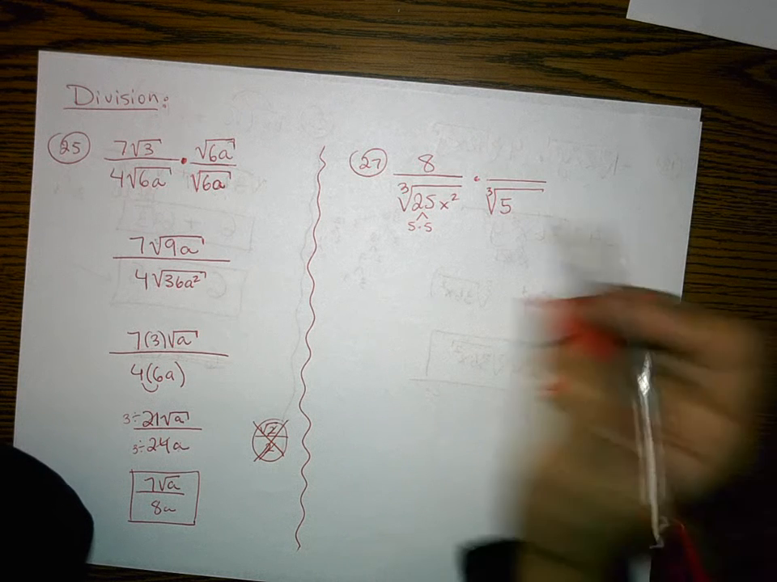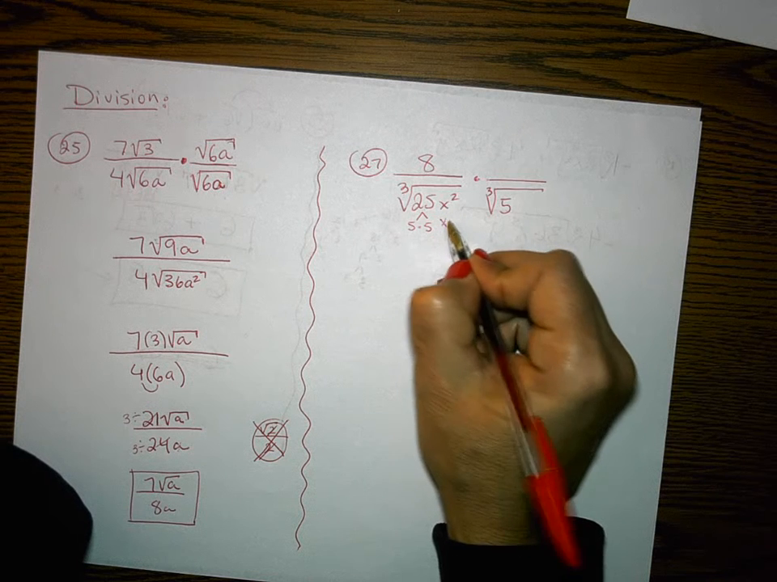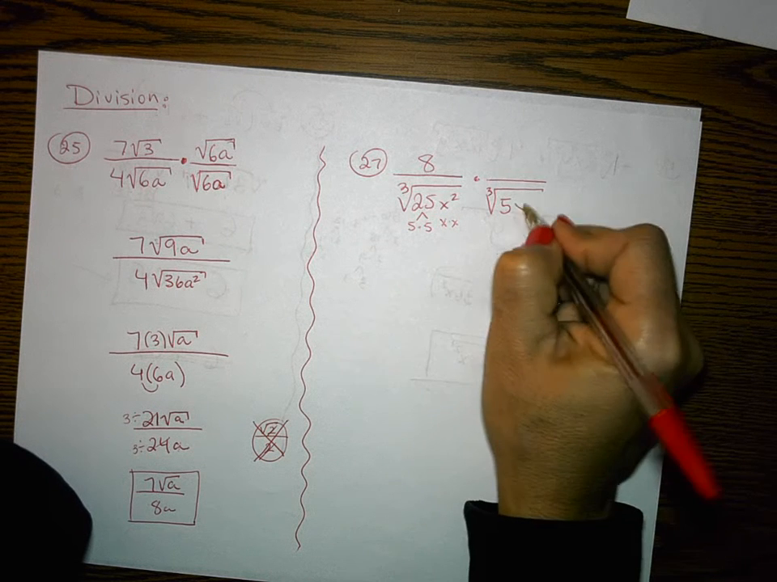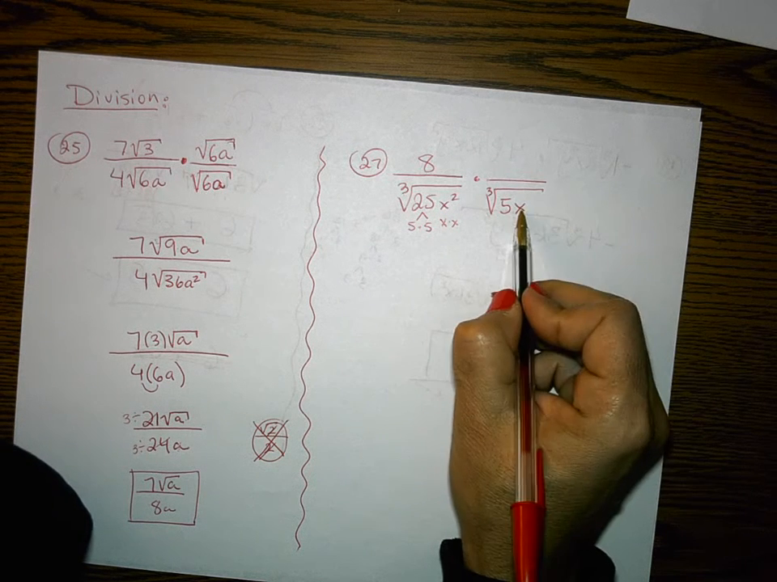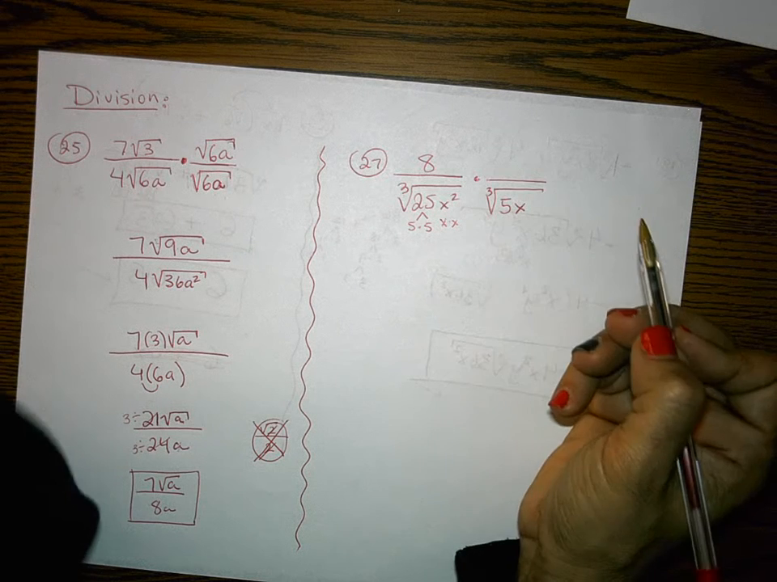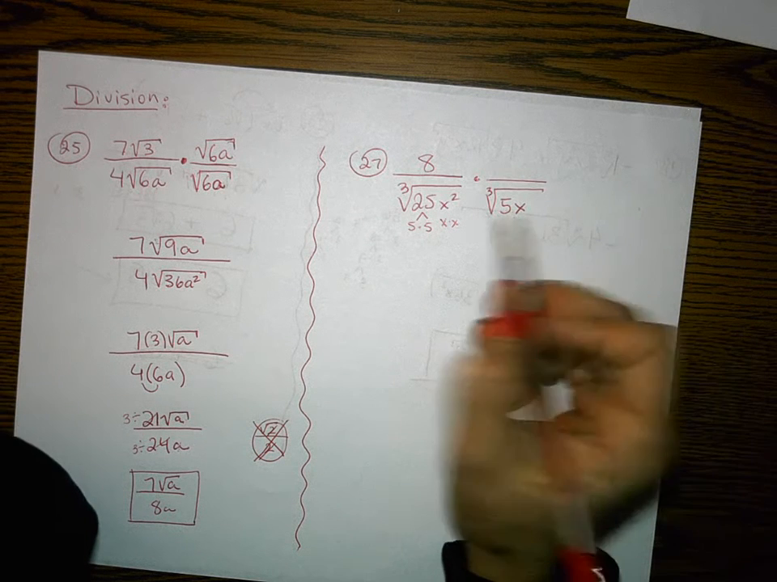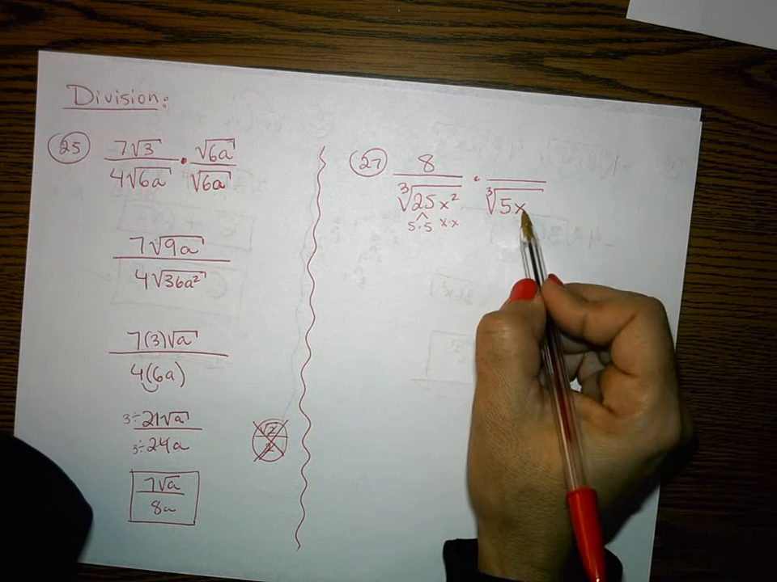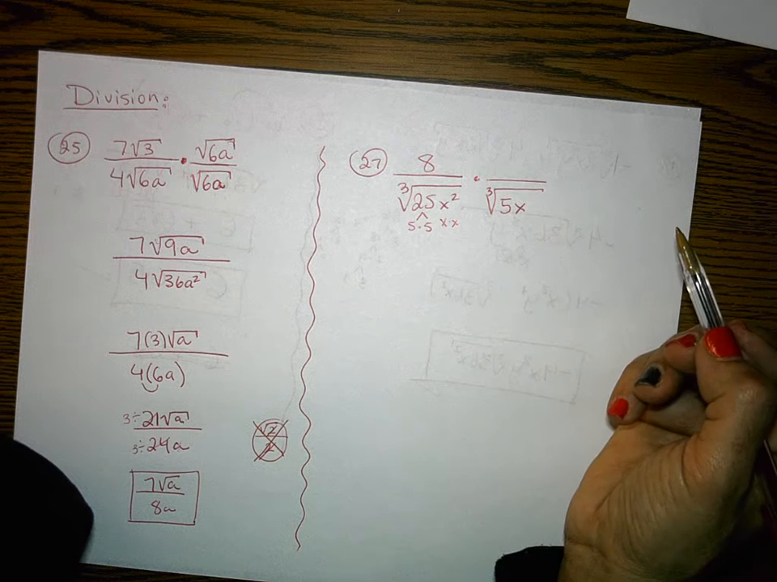It works. X squared is x times x. I just need one more x, and it would become x cubed. And we can take the cube root of x cubed. It works. So you're just looking for what you need to make a perfect cube.